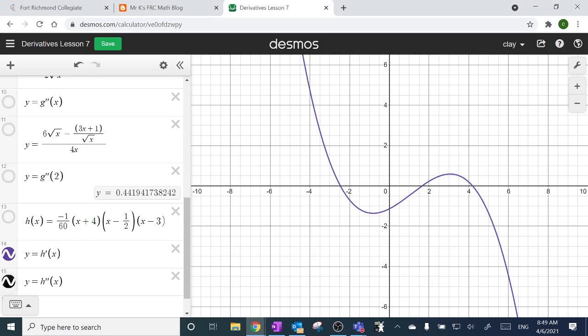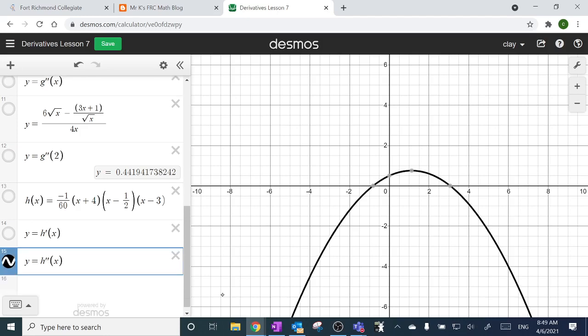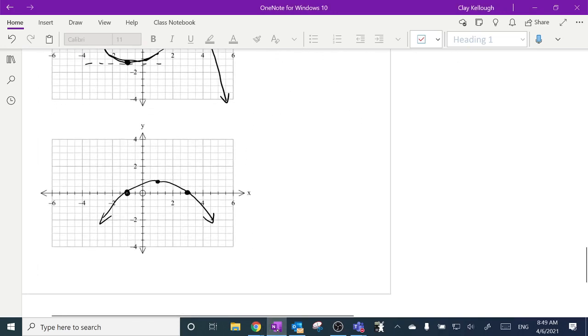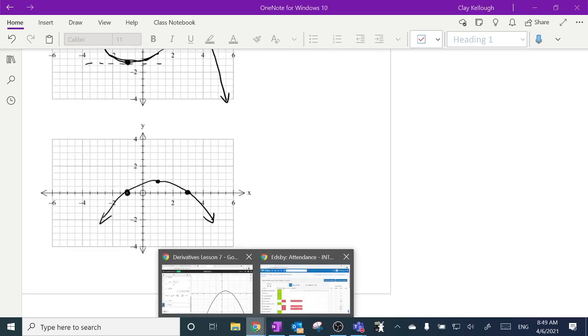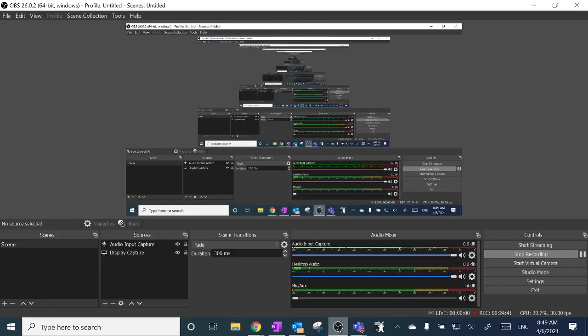And what's the second derivative? A parabola that goes to not quite 1 and has x-intercepts. Now my x-intercepts are off just a little, not much, but just a little. But again, compare that to this, and I'd say very much close enough. Okay? All right. That's all that we're doing for a lesson, so I'll stop the recording.